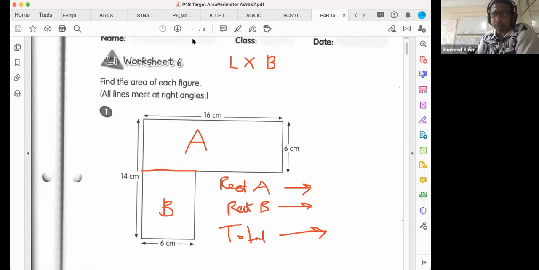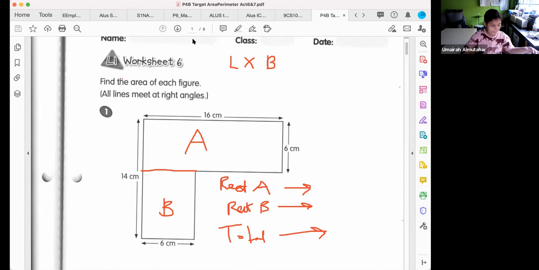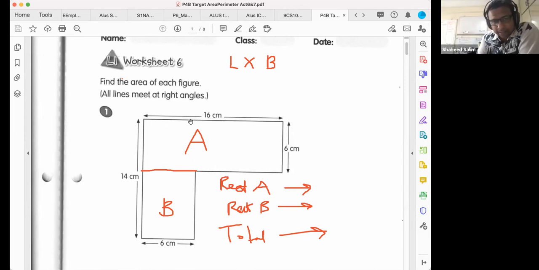What about Auni? You know what to do? Amara, you know what to do? You find the area of A first now. What is the length? 16. Breadth, 16 times 6, I said wrongly. Let's see whether Naomi is correct. Okay, Naomi, let's see.